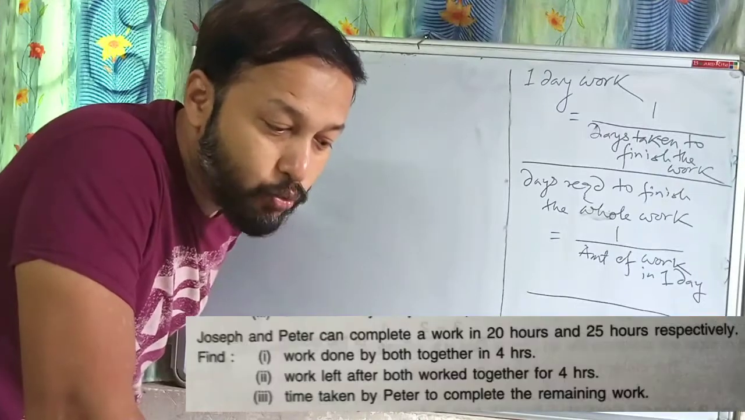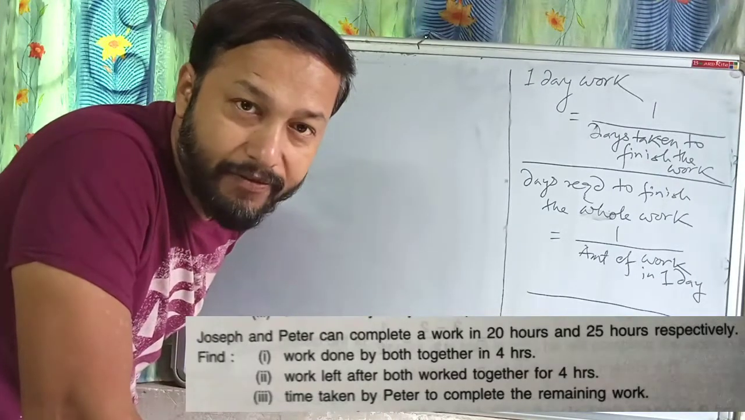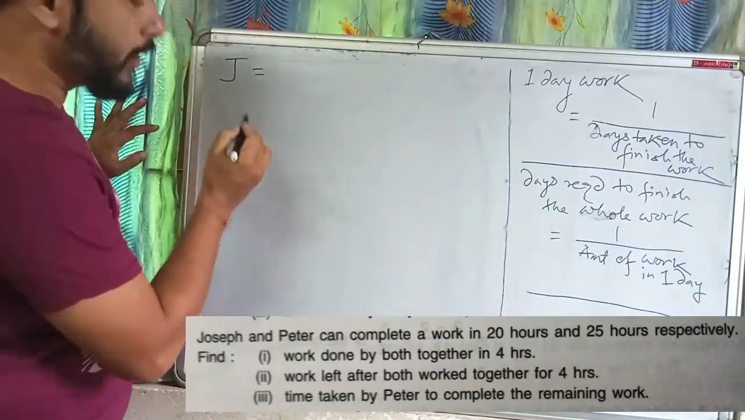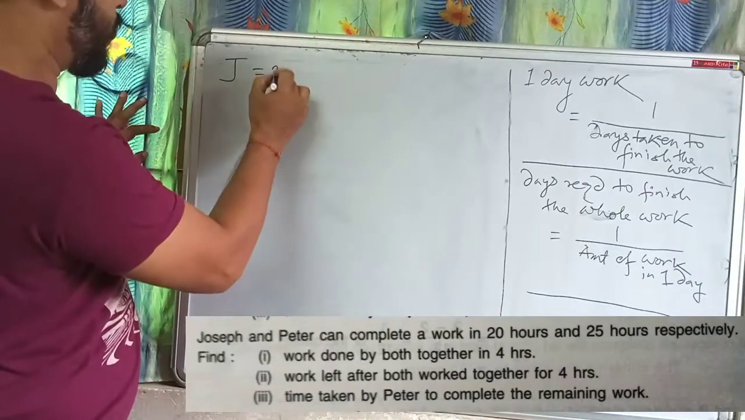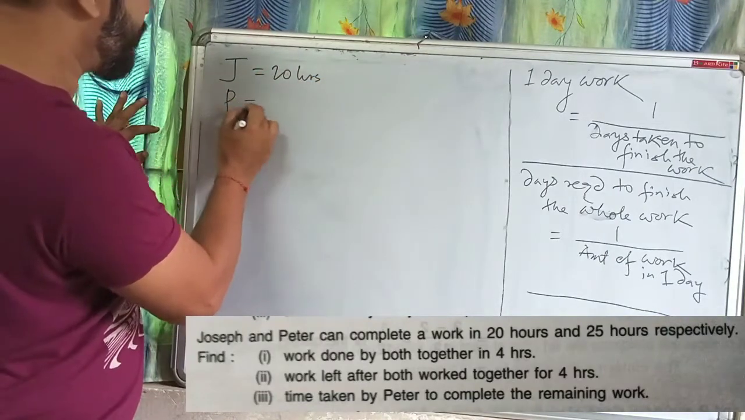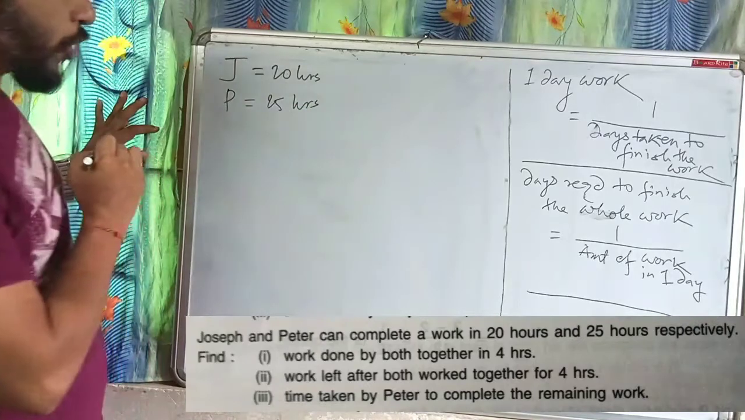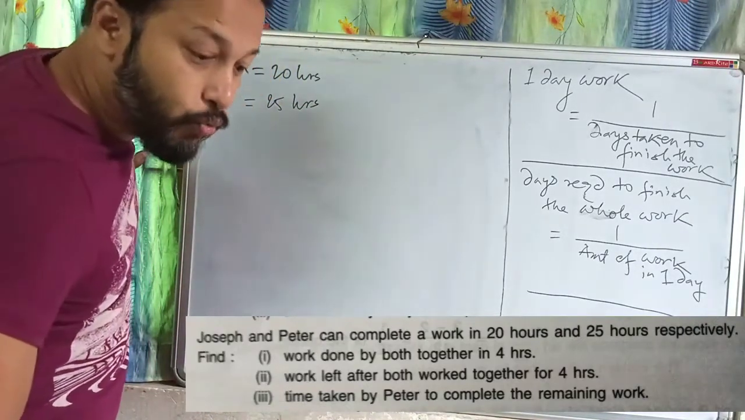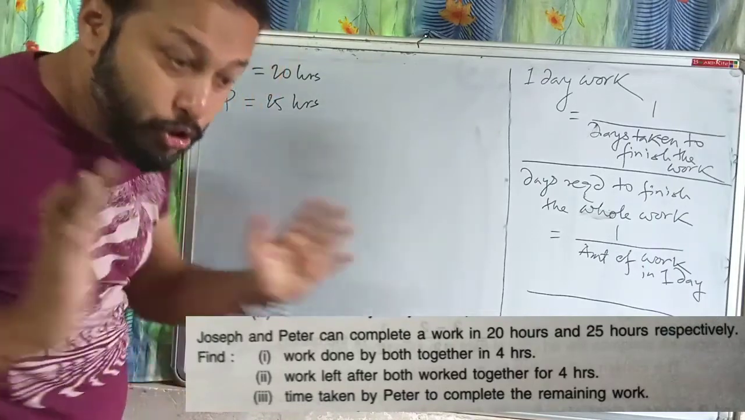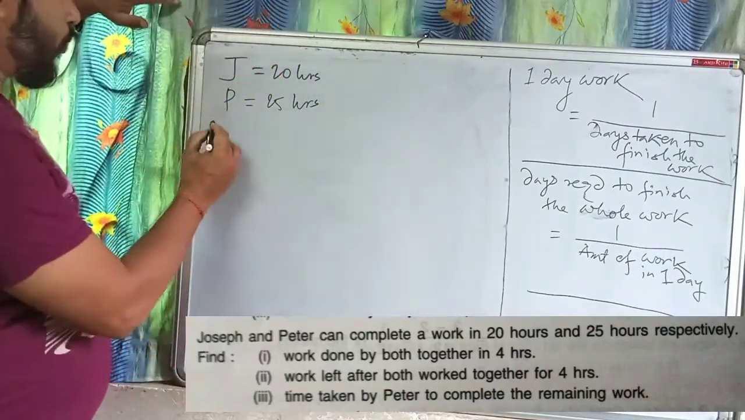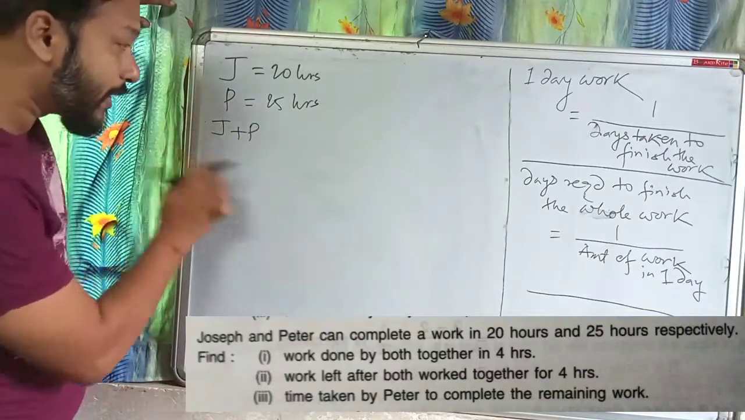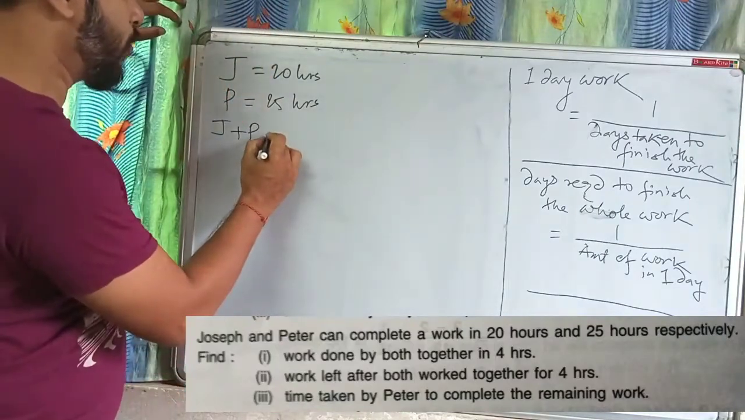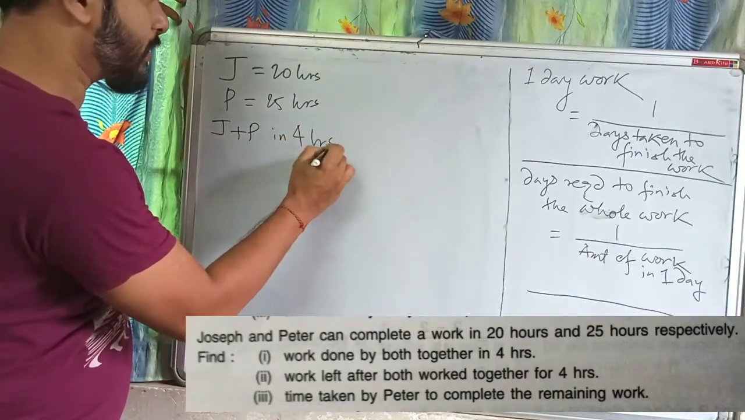Joseph and Peter can complete a work in 20 hours and 25 hours. When Joseph worked alone, he finished the work in 20 hours. And Peter finished the same work in 25 hours. Got it? 25 hours. Now the question is the work done by both together in 4 hours. So when Joseph and Peter are both working together, what is the amount of work in 4 hours?